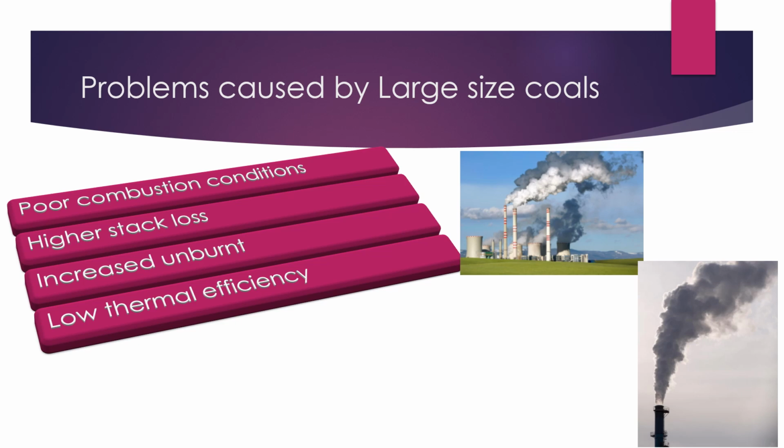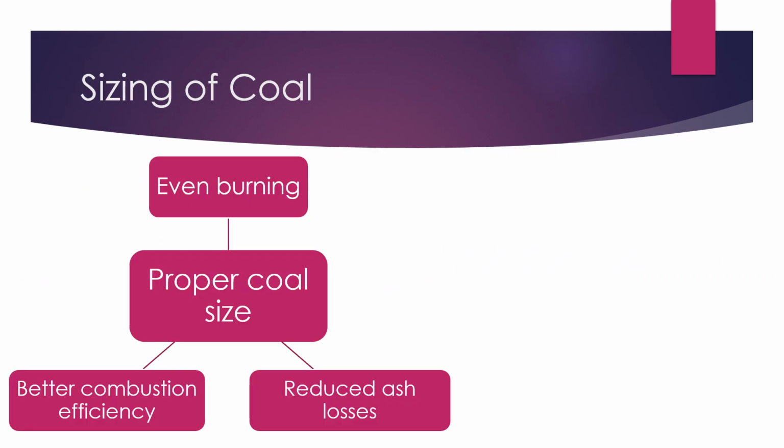As we know, thermal efficiency is the ratio of enthalpy of steam to the calorific value of coal fired in the boiler. In case of large size coal, for generating the same amount of steam, more coal is to be fired. Hence, thermal efficiency of the boiler decreases when bigger size coal particles are fired. The advantages of proper coal size are even burning, better combustion efficiency, and reduced ash losses.